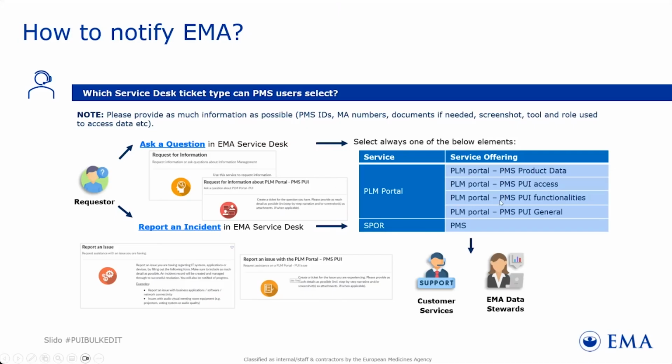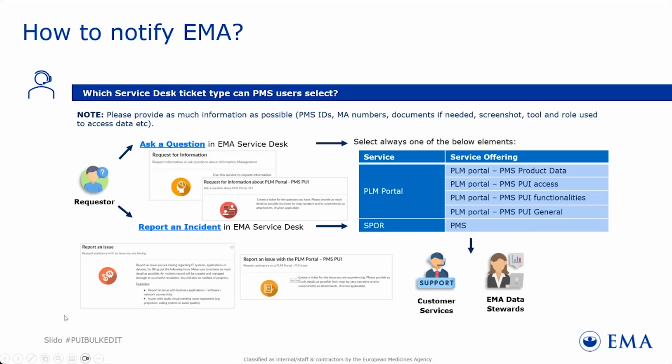These are the services that you can select. If you're accessing PUI, of course, you have product data, PUI access, functionality is a general issue, question, let me know. But if you have a property in PMS in general, you can select SPOR and PMS. There is also inquiry PMS. In this case, I will enter it because I notice it's missing.